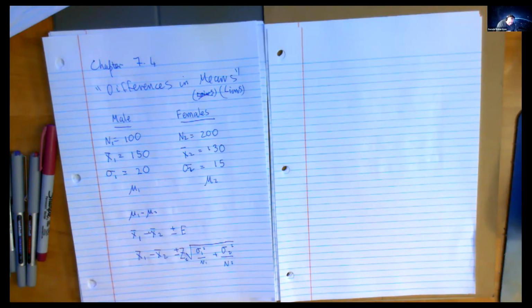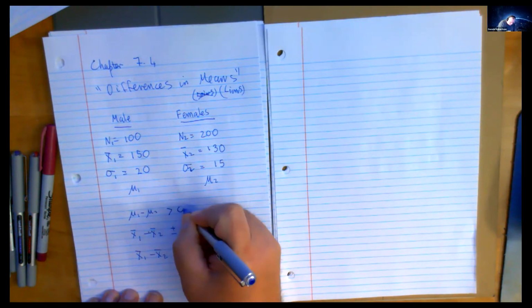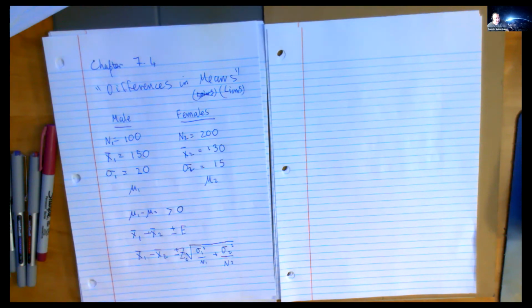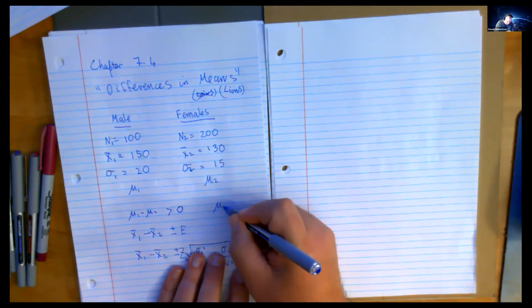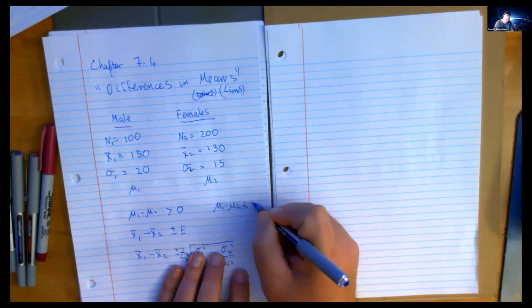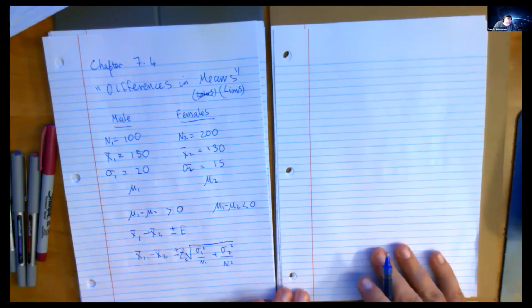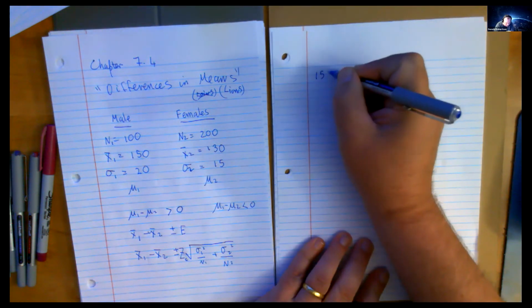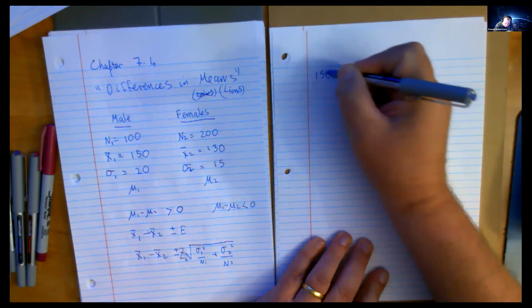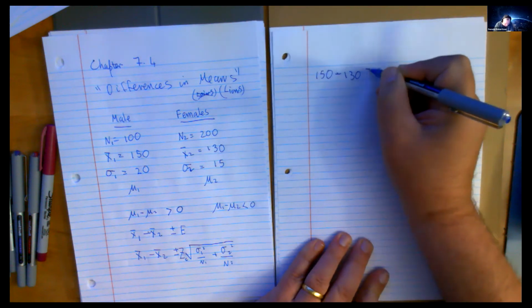Now, if this number happens to be bigger than 0, does it not mean there's evidence that males are bigger than females? Suppose this number ends up being negative. Is it not now evidence that males are lighter than females? And that's really the only two choices. I guess the third choice is they're both about the same. But let's see what we have in our storyline. It's going to be 150 take away 130, plus or minus.